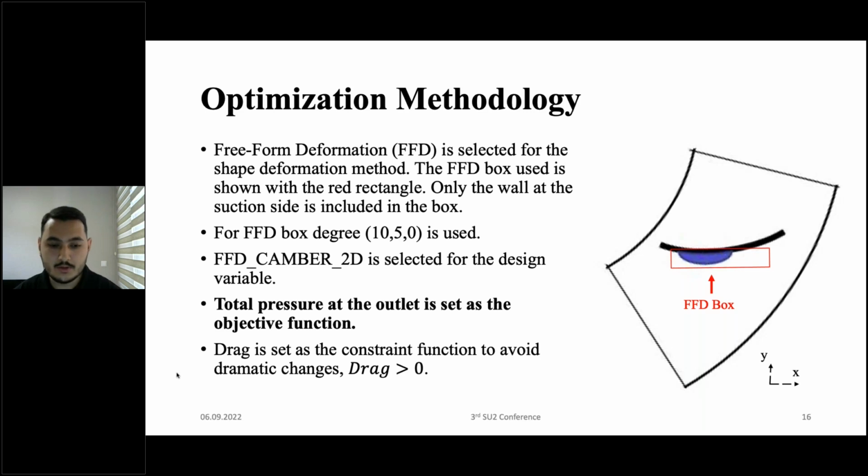For the objective function, the total pressure at the outlet was given, and the drag was given as the constraint function to avoid very dramatic changes, since this was only an optimization at a single operating point, and we didn't really want to lose performance at other operating points.